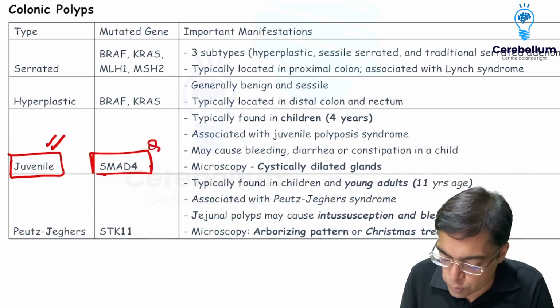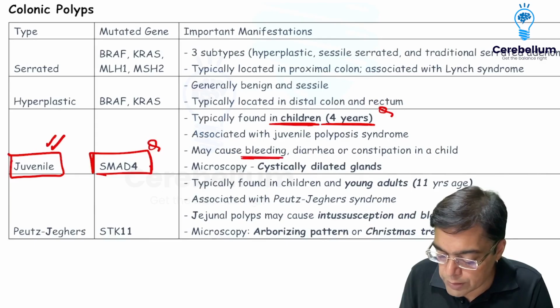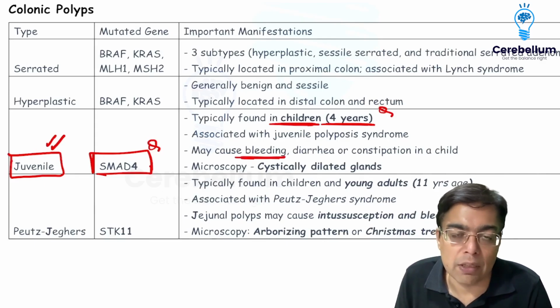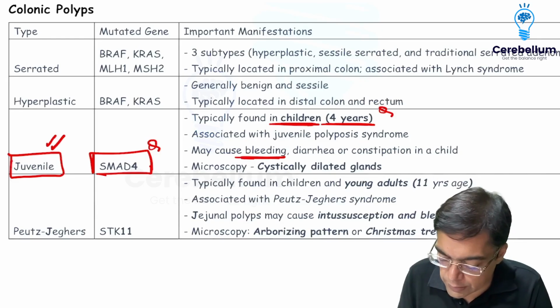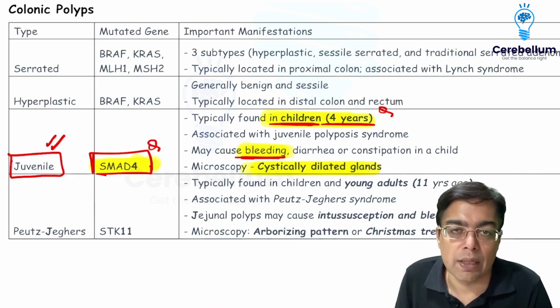This polyp is going to be associated with pediatric involvement, classically less than 4 years of age. These patients can have the clinical presentation of a rectal bleed. Microscopically, if you take a biopsy from the polyp in a child having a rectal bleed, you would see the presence of cystically dilated glands. So the keywords are involvement of a polyp in a young age group, a rectal bleed, and the presence of cystically dilated glands.